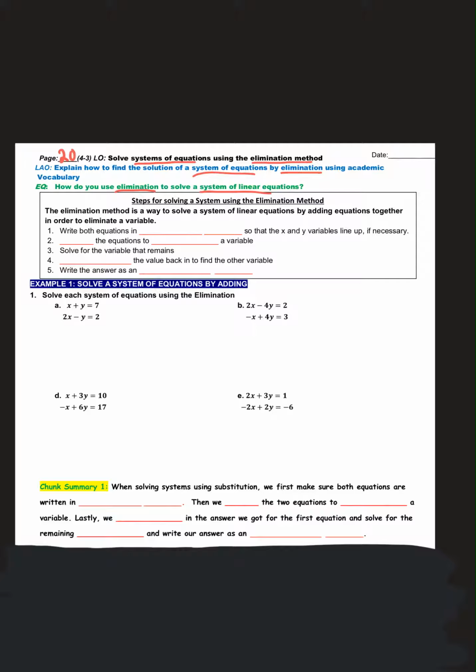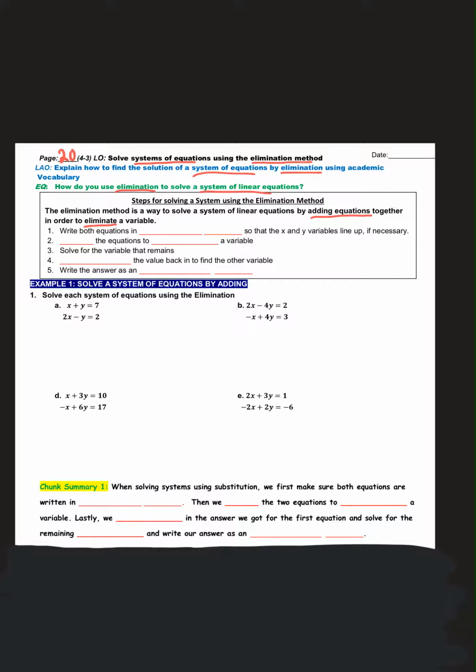All right, here are our steps for solving a system using the elimination method. First of all, the elimination method is a way to solve a system of linear equations by adding the equations together to eliminate a variable.